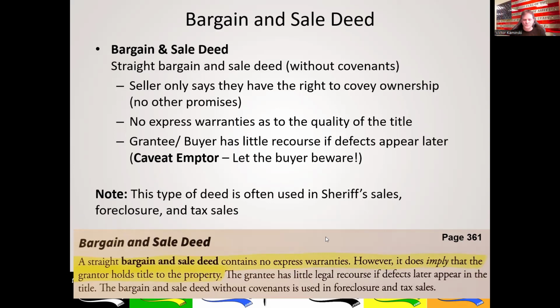A quick question on this one. So if you have a sheriff's deed and once you clean it up and have title insurance, you improve your protection level then?